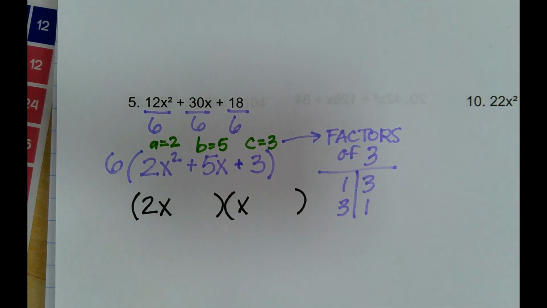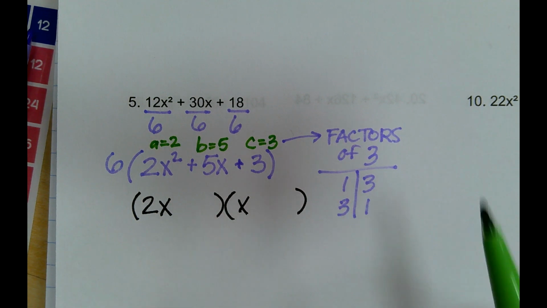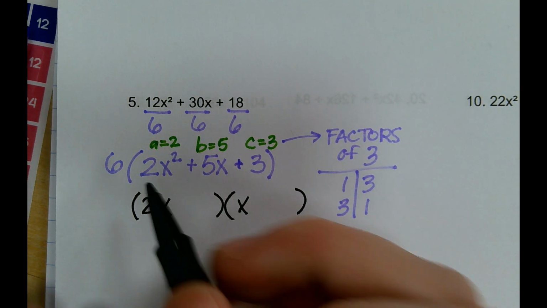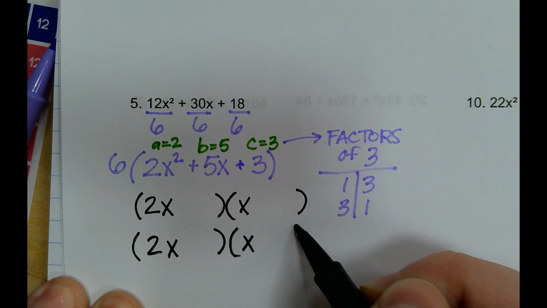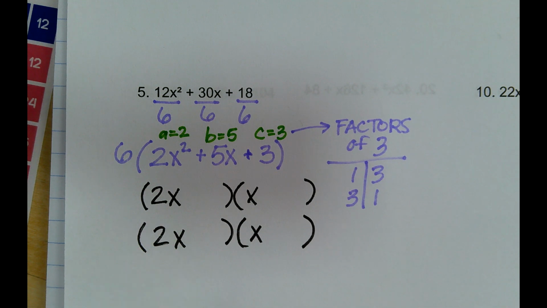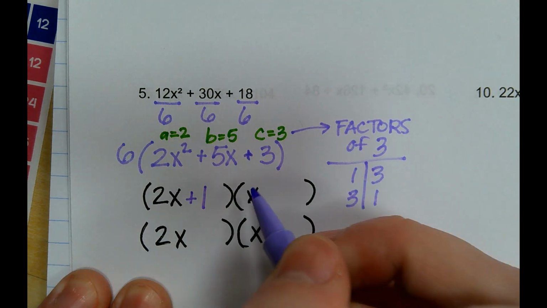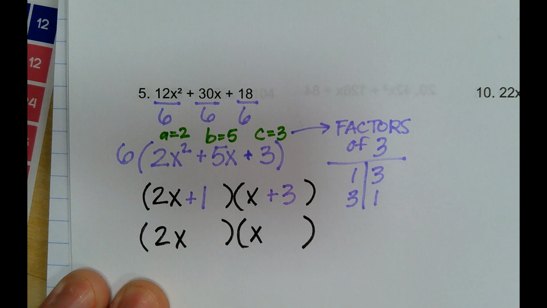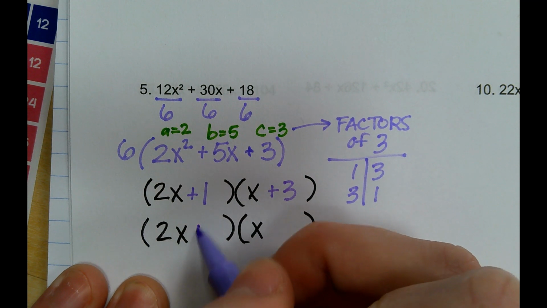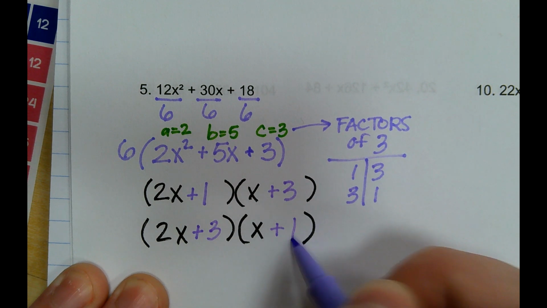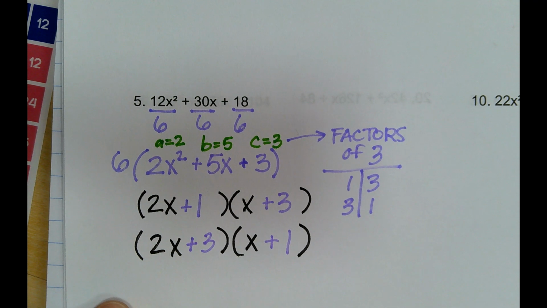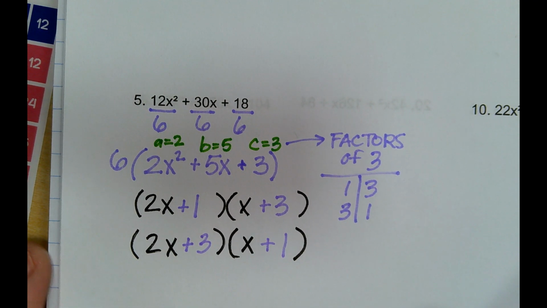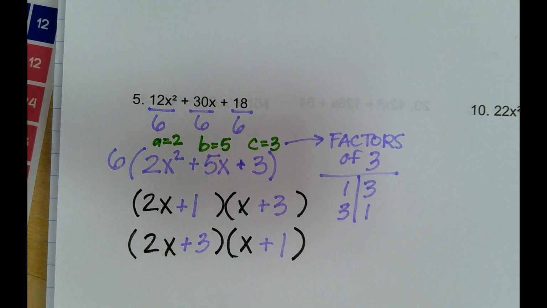So we really need to actually check a few answers. Our possible answers are, I'm going to write this twice. We could either have 2x plus 1 and x plus 3, or we could have 2x plus 3 and x plus 1. Now we have to figure out which one is the right factored answer, and I'm going to show you how we do that. Some of you might already figure it out, and that's awesome. Let's talk about how we can figure it out.